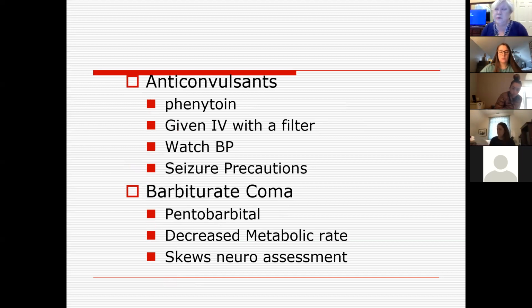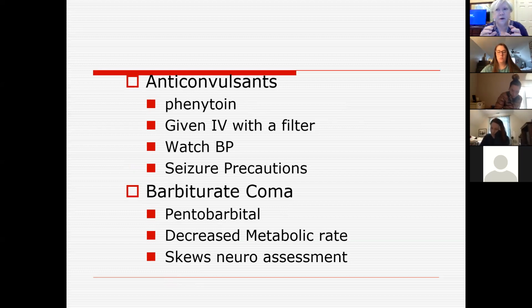Phenytoin, which is Dilantin, would be the drug of choice. And Jane will talk about those and seizure precautions this afternoon, so I'm not going to go over those. We might need to sedate them. We typically use barbiturates like phenobarb or secobarb. Those are probably the most common.